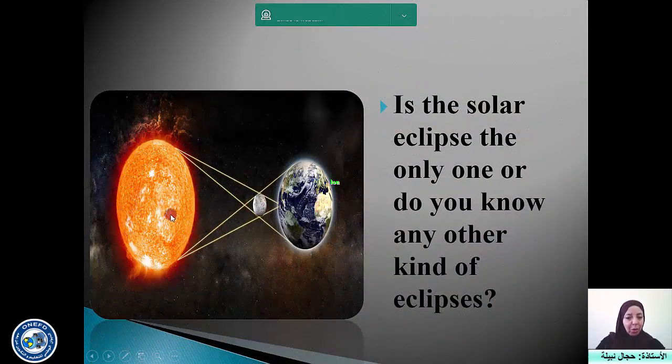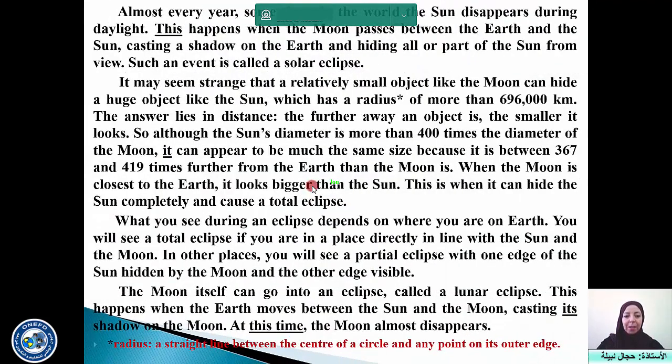Now you have a picture here that shows the solar eclipse clearly. So you can see the sun in one part, the earth in another part, and between them you have the small moon here. The three are in alignment, and this is what causes the solar eclipse. Now, is the solar eclipse the only eclipse, or do you know any other kind of eclipses? That's what we are going to see in the following text. So please pause the video, read the text carefully, and then do the activities. Okay, you'll come back after that to correct the activities with us.